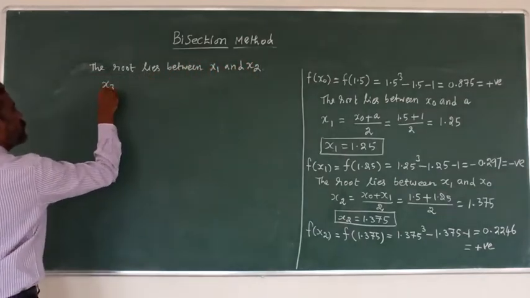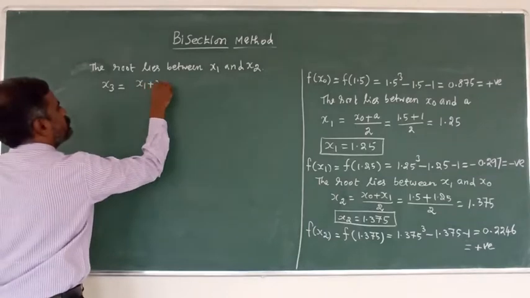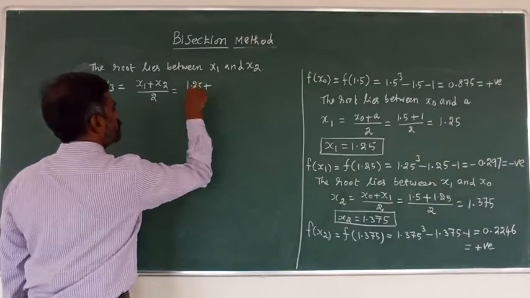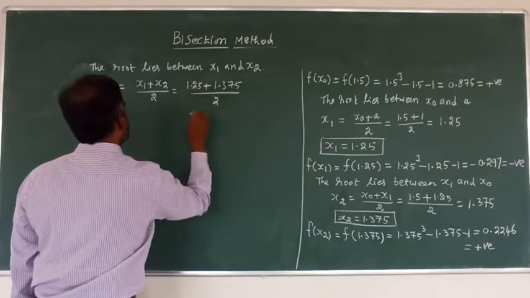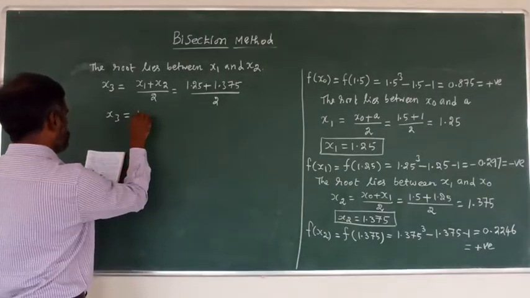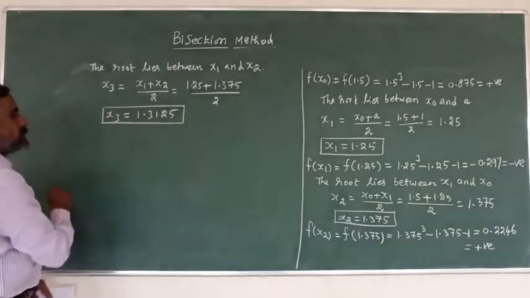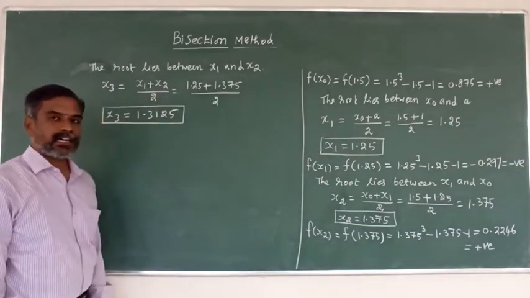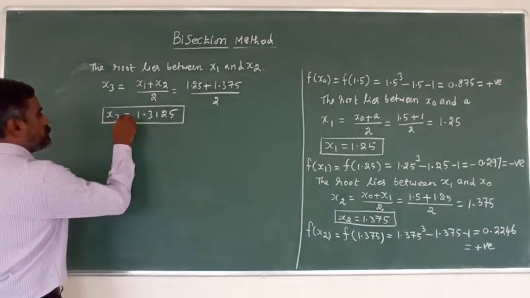Next, third iteration: x3 equal to the average of the x1 and x2 values. x1 value 1.25 plus x2 value 1.375, divided by 2. Now the result x3 equal to 1.3125. Now x3 value compared with x2, both results are not same. So we have to do another iteration.